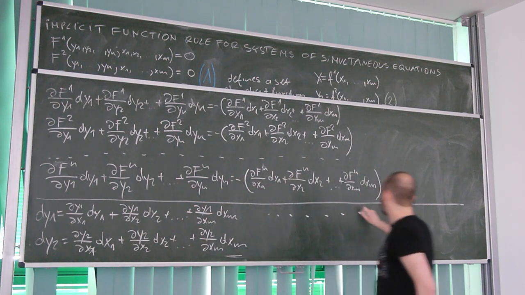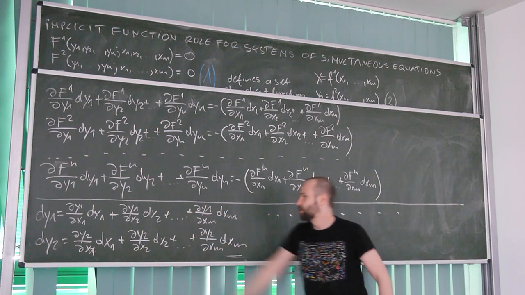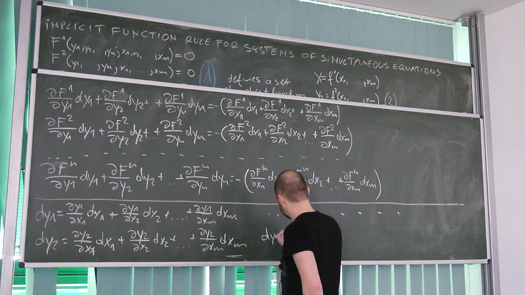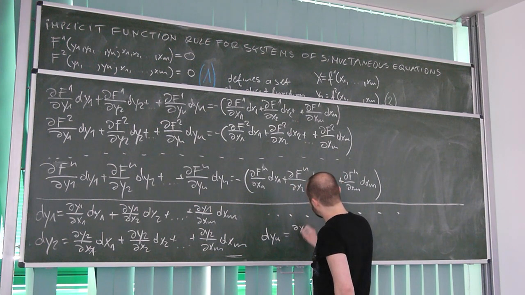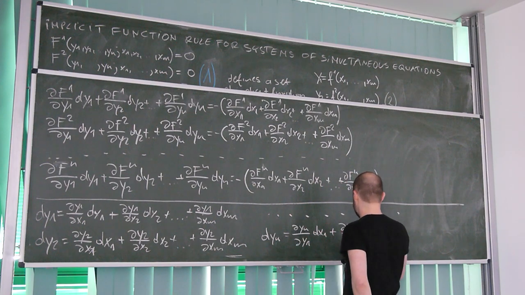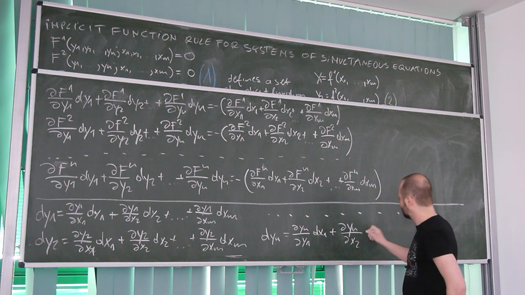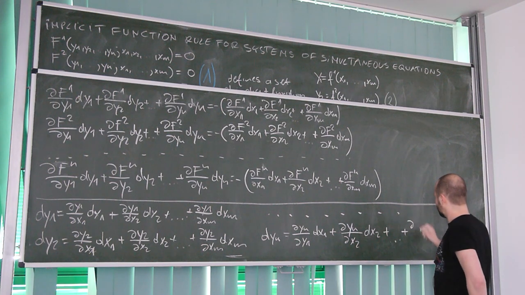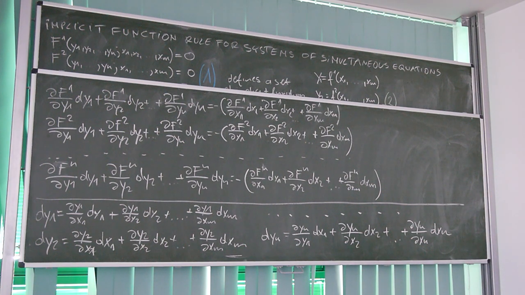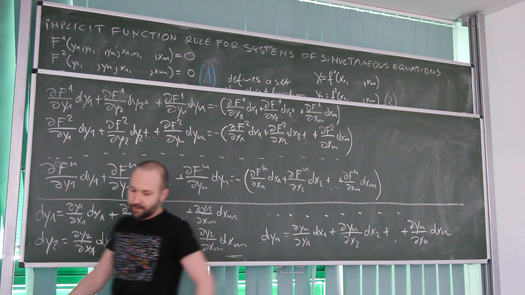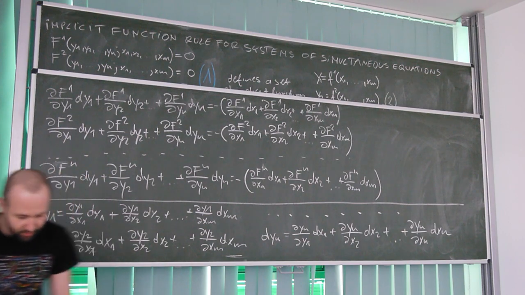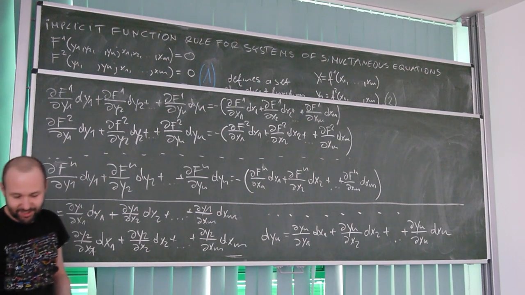And again, we could go on like this. Imagine that we are continuing this here. And so we would arrive at the last differential, dyn, that would be partial derivative of yn with respect to x1 dx1 plus partial derivative of yn with respect to x2 dx2, and plus partial derivative of yn with respect to xm dxm. Now, look, we actually covered a lot of different information here. Let me check the time. Okay, we've got 15 more minutes, so we definitely will be able to finish this proof.